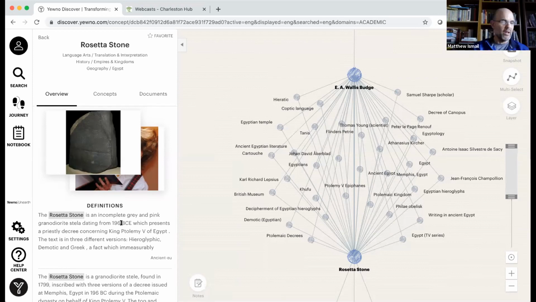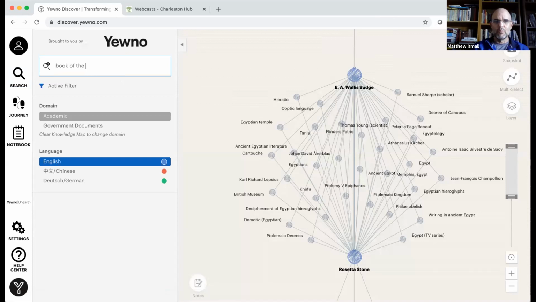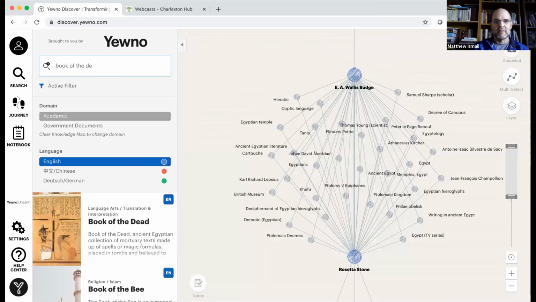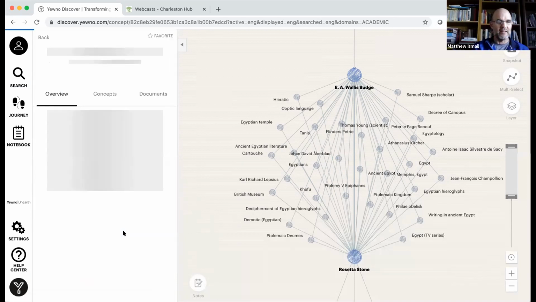Why don't we try one other? Book of the Dead, a book that Budge translated, published in the late 19th century. It was very, very important to a lot of novelists and poets and people into ancient religions and stuff like that.